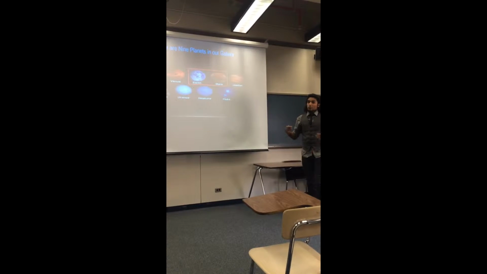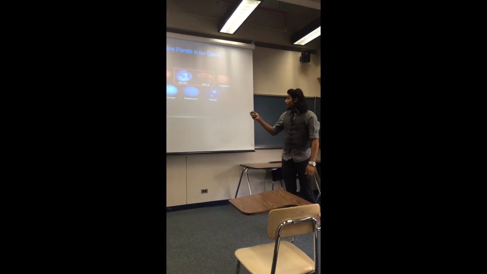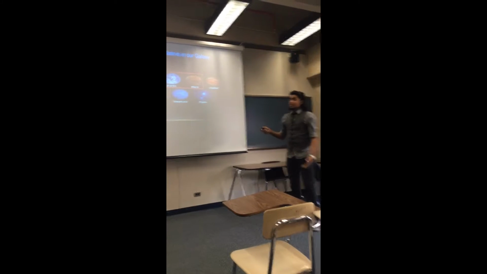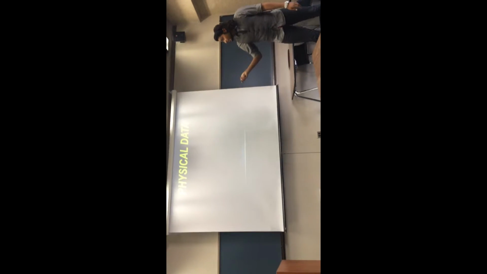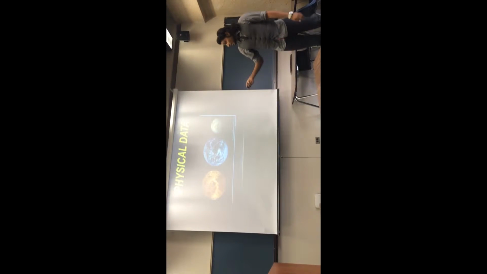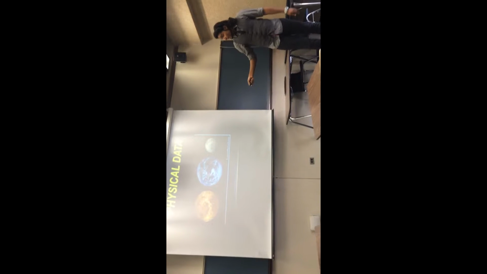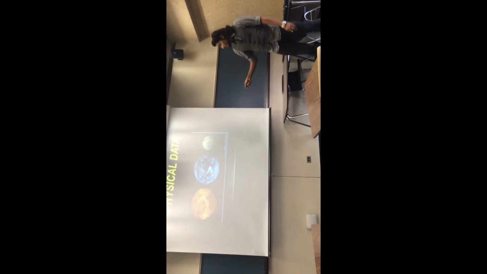Earth and Mars, that's what we're going to talk about, and the differences between them, because Mars is the most similar planet in our solar system to the Earth. Here I'm going to talk about physical data. Here we can see Mars, Earth, and the Moon.